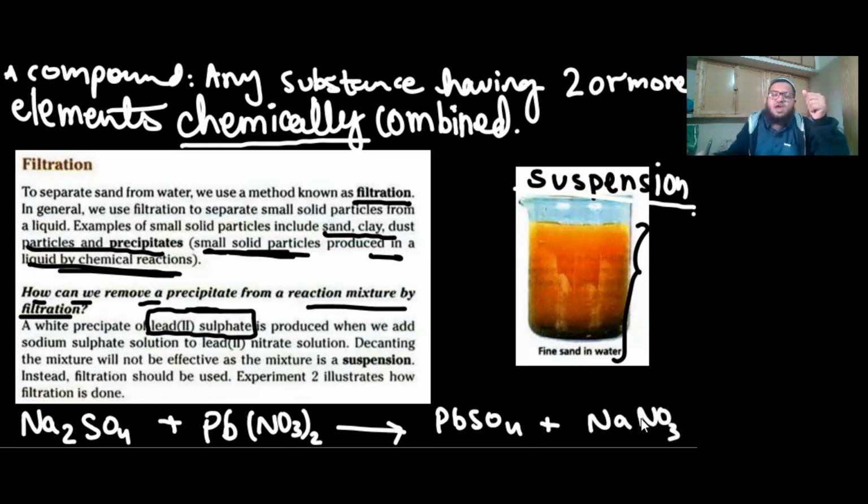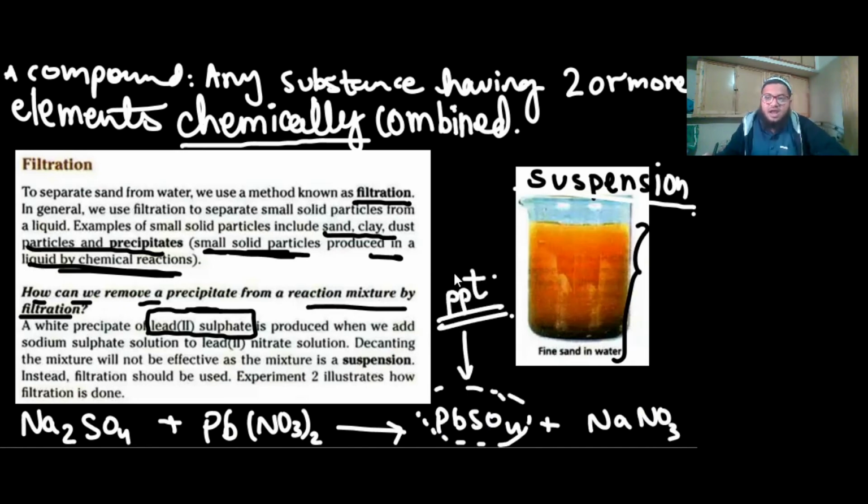Now, as they told us in the question, this is our precipitate, PPT. This is our white precipitate. Now, how do we remove this precipitate from this mixture? This precipitate is present, and the other product is a soluble salt that is formed, so it will dissolve in water. So now, how do we separate out the lead sulfate from this solution or from this mixture?